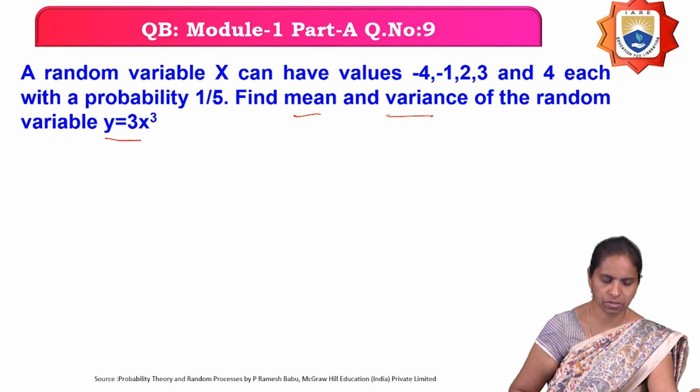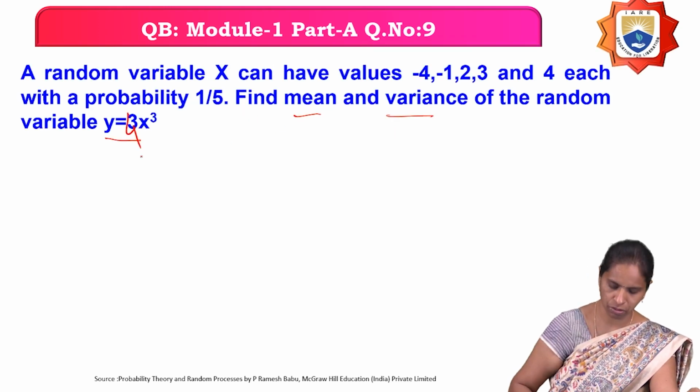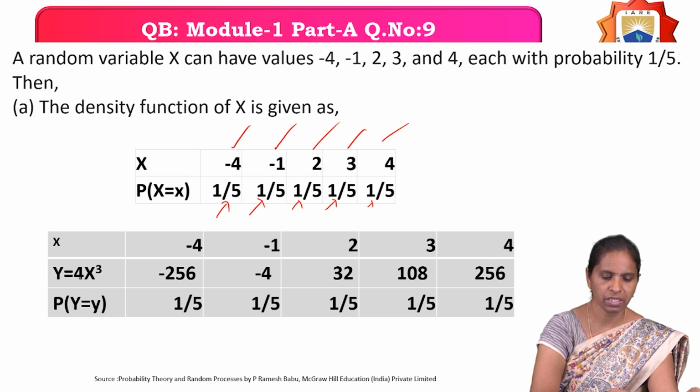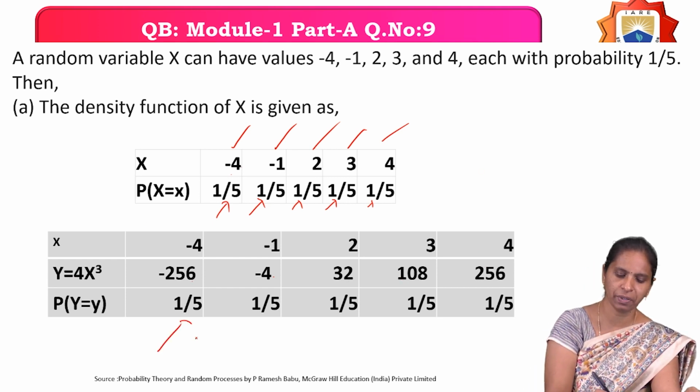So what is y equals here? 3x cube. So here y equals 4x cube. Then what is y equals 4x cube? x cube, nothing but 4 into -4 cube, nothing but -256. Similarly, 4 into -1 cube, nothing but -4. 4 into 2 cube, nothing but 32. 4 into 3 cube, nothing but 108. 4 into 4 cube, nothing but 256. And then what is the probability here? 1 by 5, 1 by 5, 1 by 5.